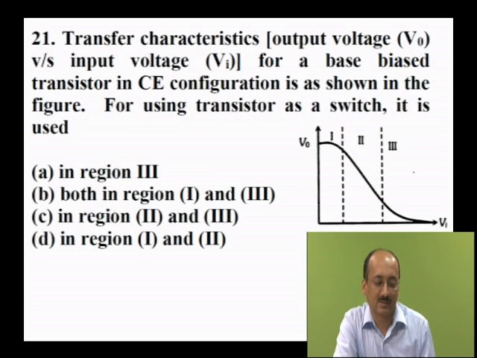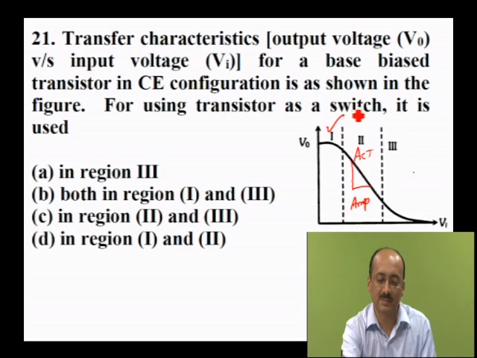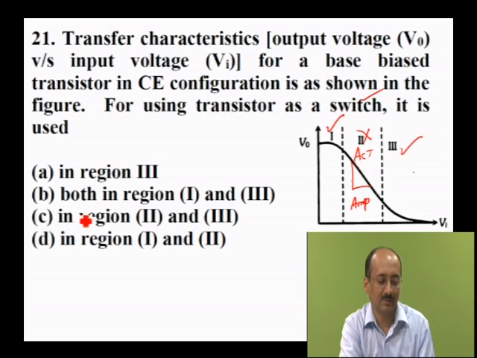This is the transfer characteristics that they have shown in the next question. And for using a transistor as a switch, they are asking which part of the characteristics we are going to use. Either you use 3 only, both regions 1 and 3, or regions 2 and 3, or regions 1 and 2. This mid region will almost have the same slope. This is the active region, which is only for amplification. So, therefore, the choice should be this and this, not this. So, 1 and 3 are used for the transistor to work as a switch, and that option is there in B, both in region 1 and 3.